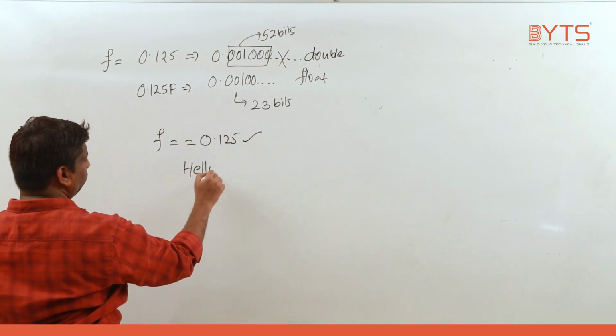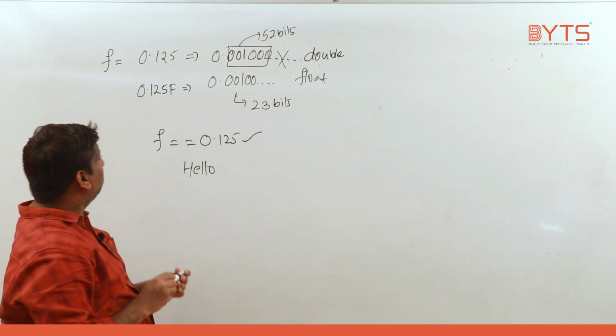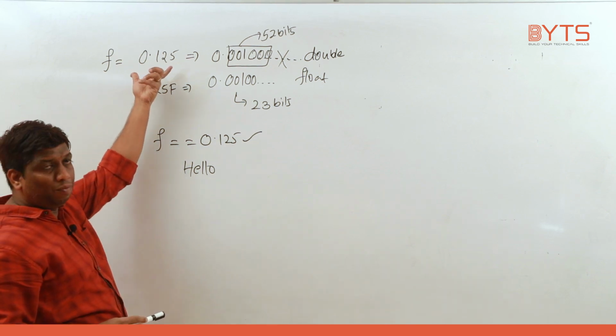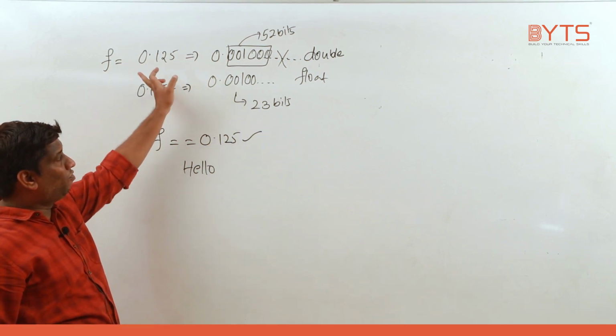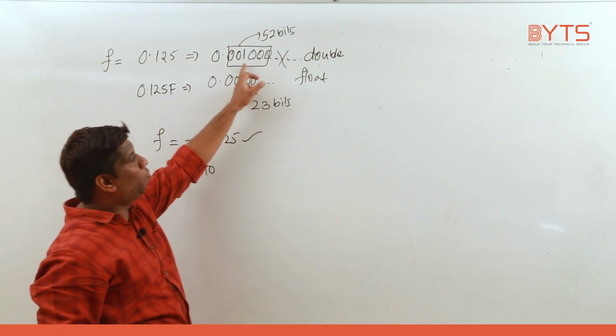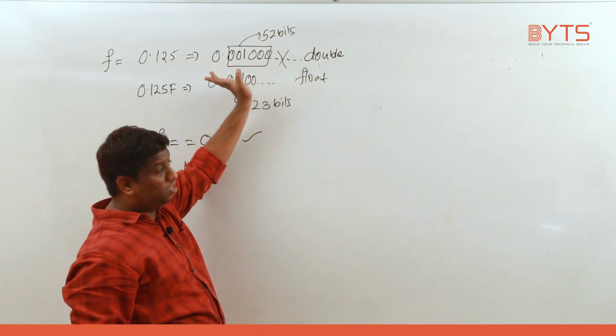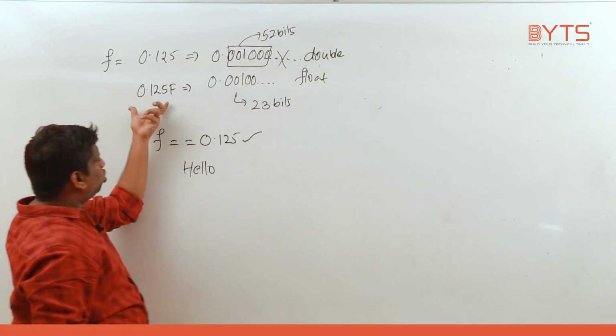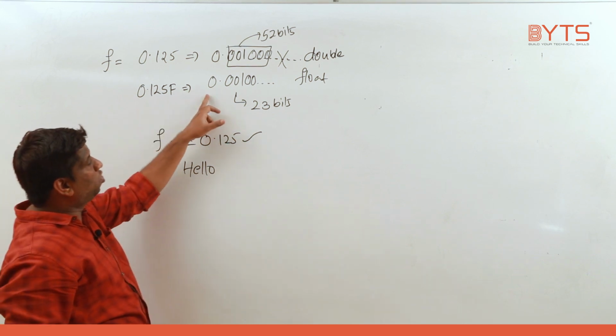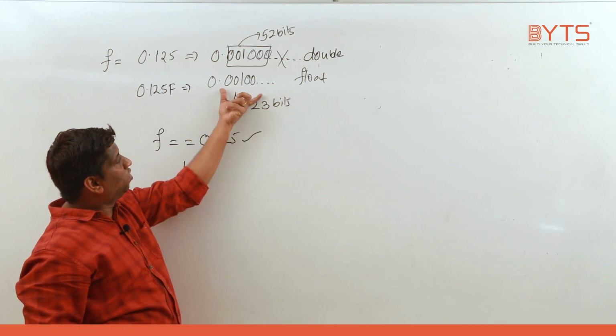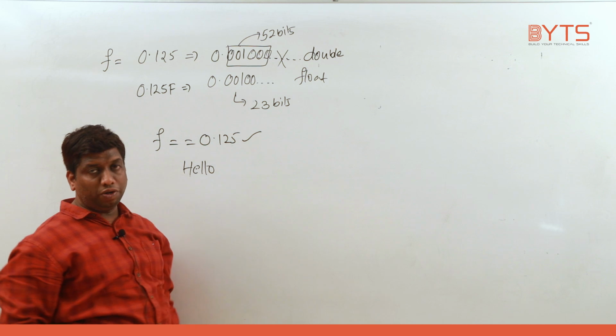Try to understand. Again I am telling, 0.125 is a double. So how is the binary representation for a double? 0.001 followed by so many zeros. Why? Already we discussed that, it is in 52 bits. 0.125f is what? Float. 0.001 followed by some zeros. This is of 23 bits nature, this is of 52 bit nature.